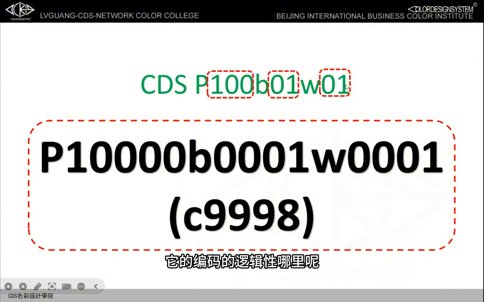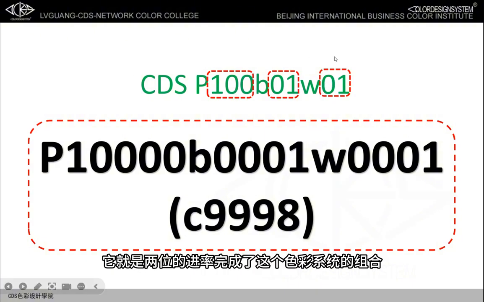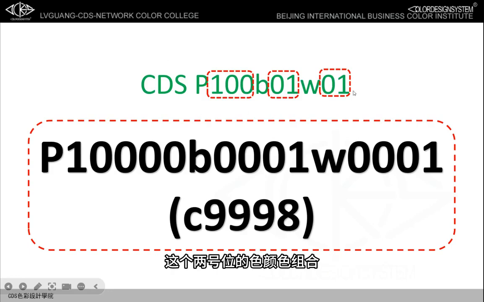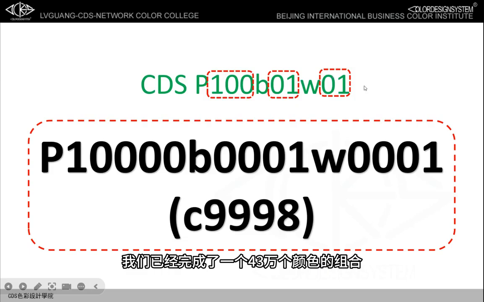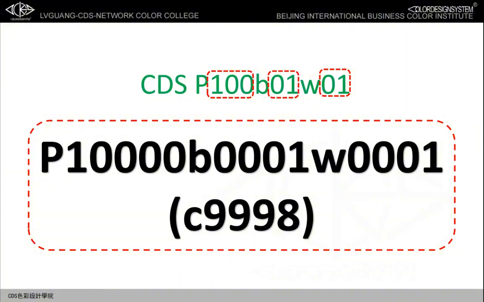What's the logic of the encoding? Let's take a look at its blackness, which is 2 digits. Its whiteness is also 2 digits, and its hue should also be 2. Our fullness value in the color equivalence is also 00. Color bits are also 2 bits. It is the combination of 2 bits that completes the color system. With the color combinations of these 2-digit positions, we've done a combination of 430,000 colors. And in actual chromatographic design systems, we only finished with 2,740 colors. Let's see how it iterates and expands.